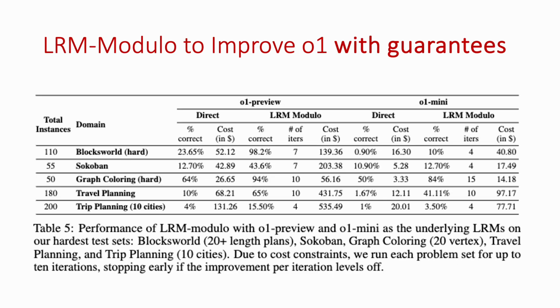And basically, we show that with the LRM Modulo, for example, Sokoban was 12.7%, but with the LRM Modulo it goes to 43% accuracy. So you can increase O1's accuracy by doing test time scaling with LRM Modulo in particular. And also with the LRM Modulo, you have guarantees. The solutions that are coming out are guaranteed to be correct because the verifiers have checked those. And then if not, it will just keep going back. And so in general, generate-test is a pretty dumb idea for search unless you have a good generator.